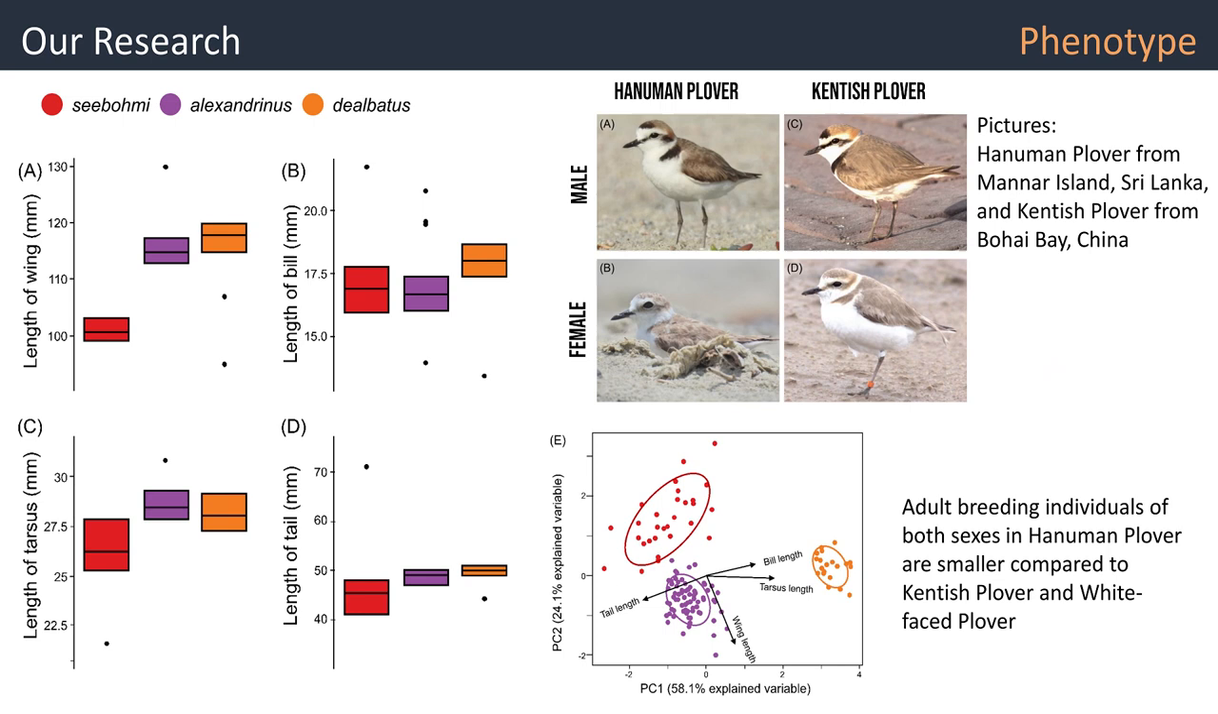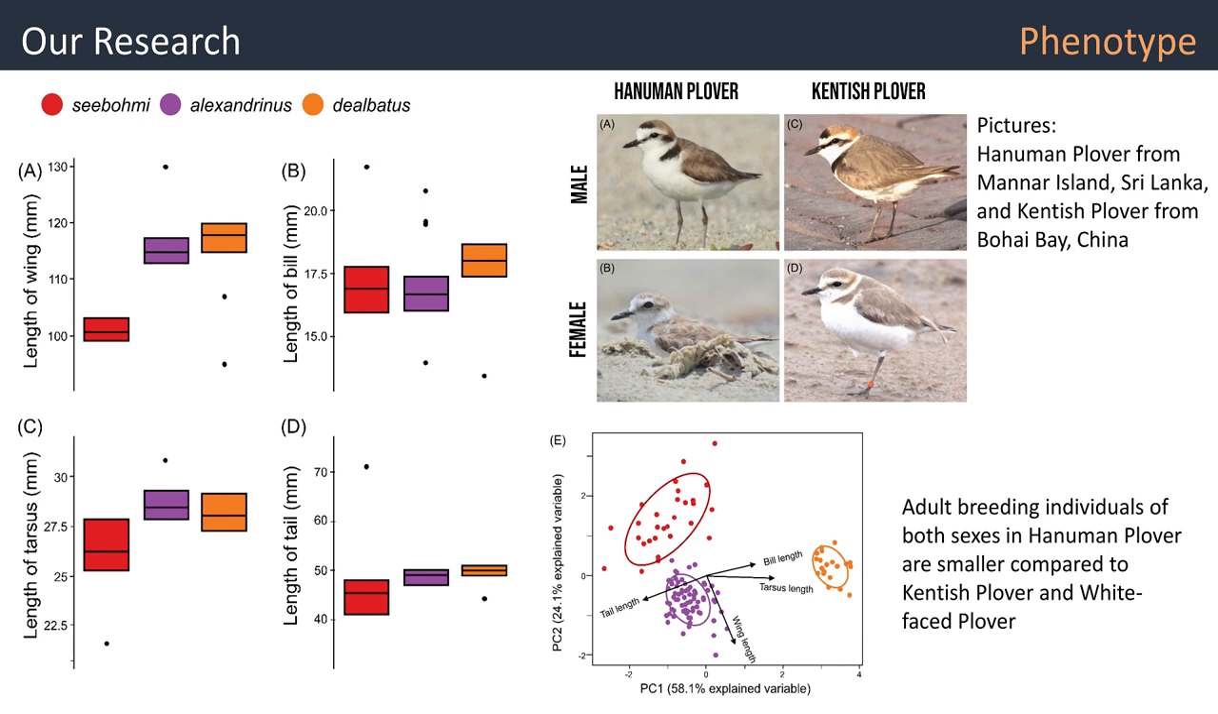In our results, regarding the phenotype of the Hanuman plover, their size compared to the other sister subspecies or the nominal Kentish plover or the dealbatus is quite large, and the Hanuman plover is quite small compared to these other sister taxa. So in these graphs, you can see the wing length is quite smaller, as well as the tarsus, and the tail is also quite small compared to other taxa.